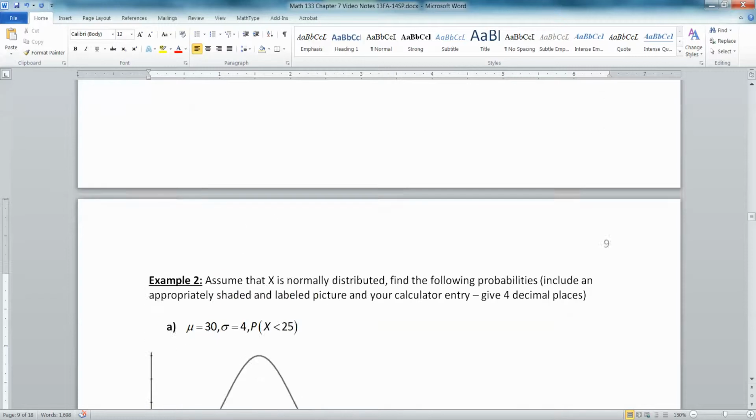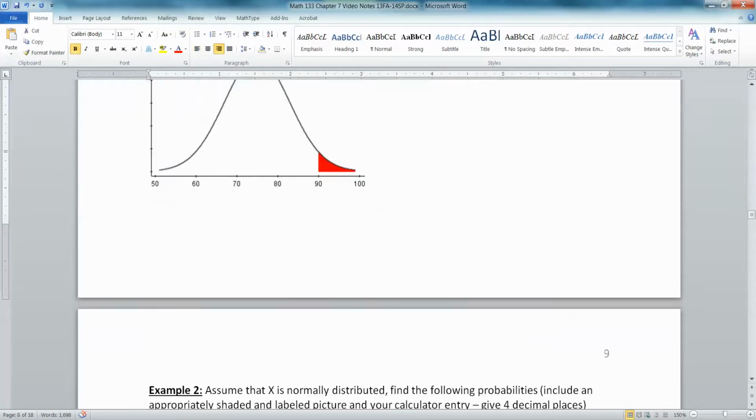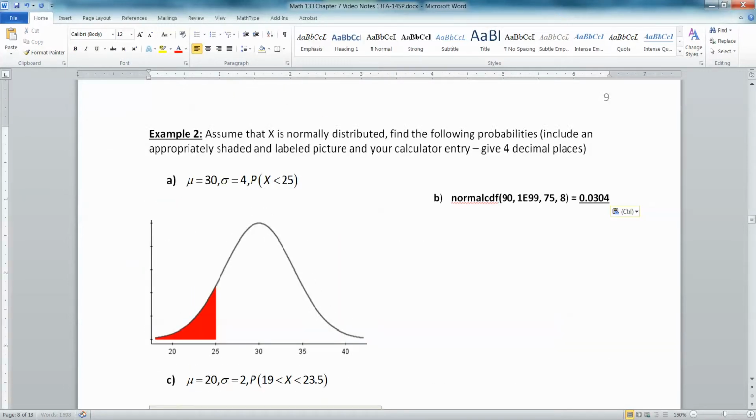Like this one is the same idea, but it's a left tail that they're giving you. So you're going to want the area in the left tail. All right, so how does that work? Well, the far left edge of what we shade is negative infinity, but we don't have a negative infinity button. So we're going to do negative 1e99, comma, 25, comma, 30, comma 4 on this one.